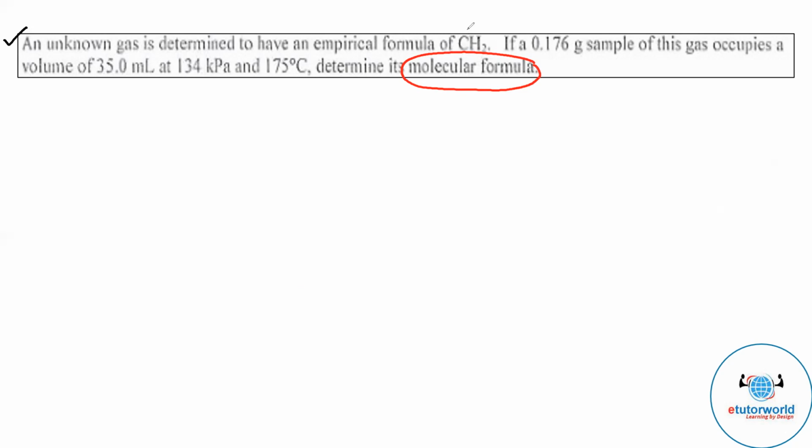Empirical formula is given first. Then the unknown gas mass is given. Then the volume of the gas is given. Also the pressure is given, but it's in kilopascal, and the temperature is given. Right? This is the given data. Molecular formula we need to determine. How are we going to proceed?